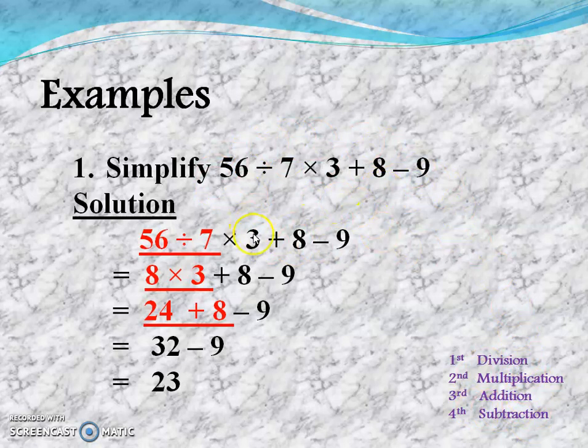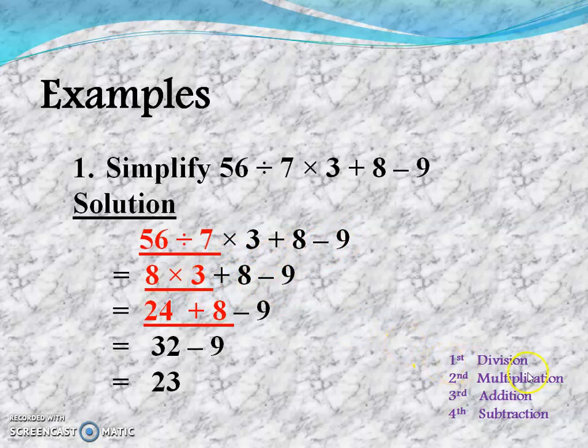So let's divide first. Where is the division sign? It is in between 56 and 7. So we divide 56 and 7. When we divide 56 by 7, then our answer becomes 8. So now the rest of the numbers we will copy as it is. See, 56 divided by 7 is 8, multiplied by 3 plus 8 and minus 9. Rest we copy it as it is.